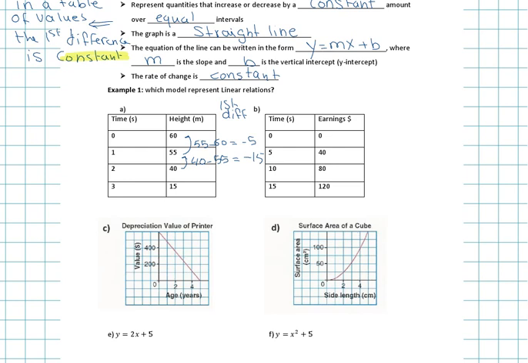Okay. 15 take away 40 is negative 25. So what can you tell me about the first difference? It's not constant. Not constant, that means it's not linear. Okay? First difference not constant. Therefore, not linear.